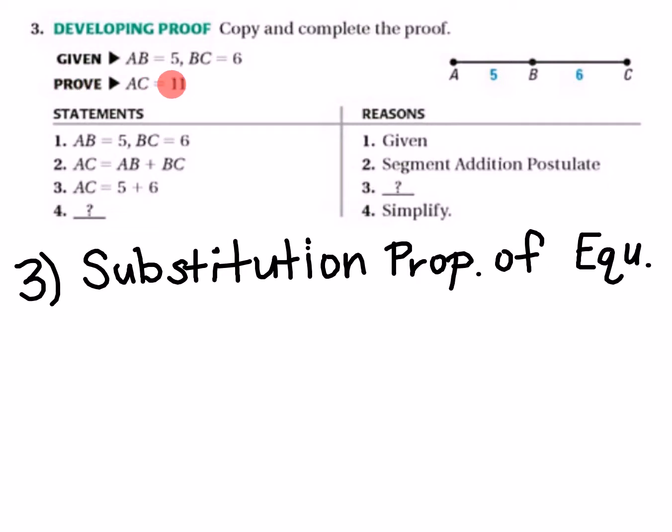If you look at where I said prove, it says AC equal 11. So all I'm going to do on step 4 under reason is write AC equal 11, because that was what I was trying to prove. And for that reason, I just simplified. Again, we know 5 plus 6 equals 11, and the only reason for that is that we simplified those together.